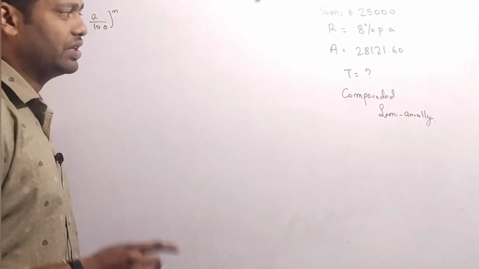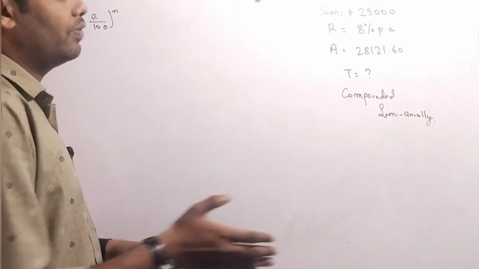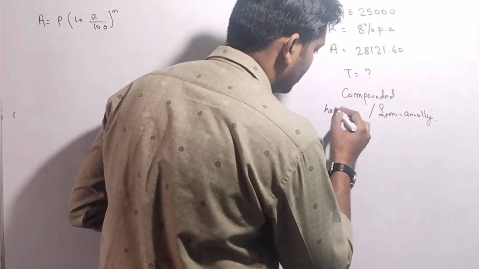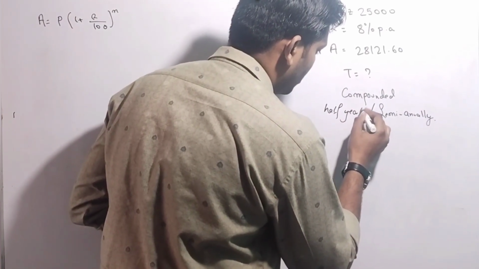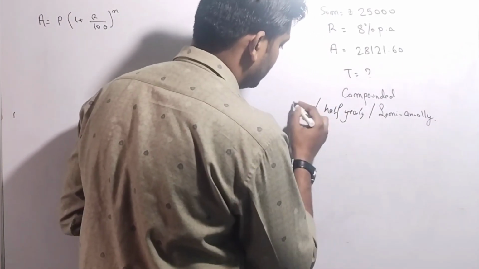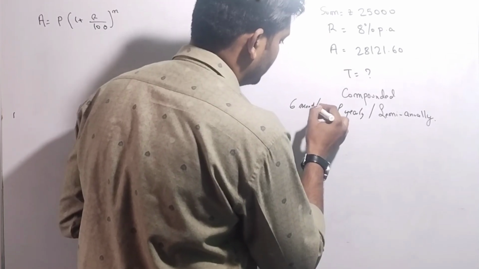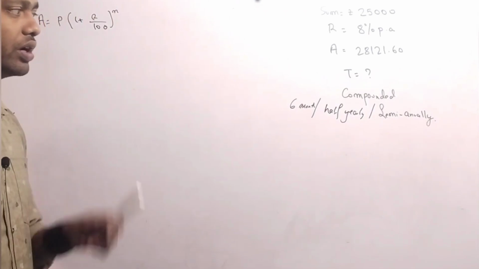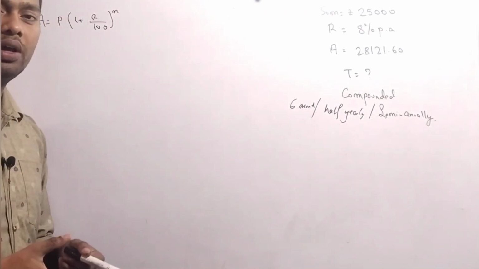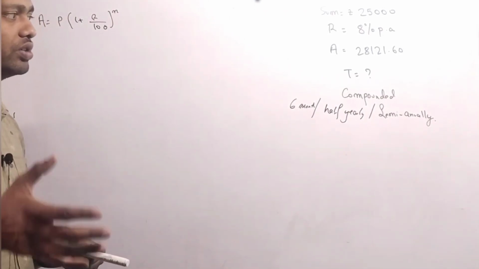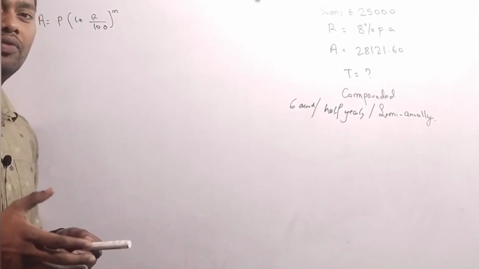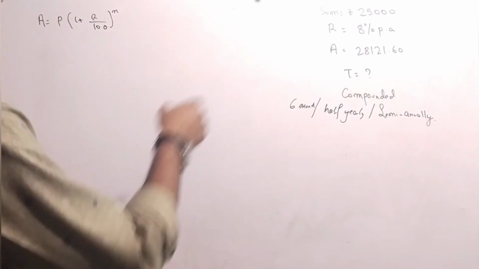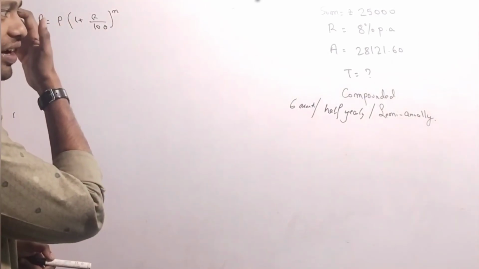And you know what semi-annually means? Semi means half of a year. Half of a year means you can say directly it is half yearly, or you can say 6 months. Whatever it may be, they will try to get you confused, but don't get confused. All things are the same, as I already discussed in my previous videos, what a conversion period is and how they will play with the terms and make you confused. Don't get confused.